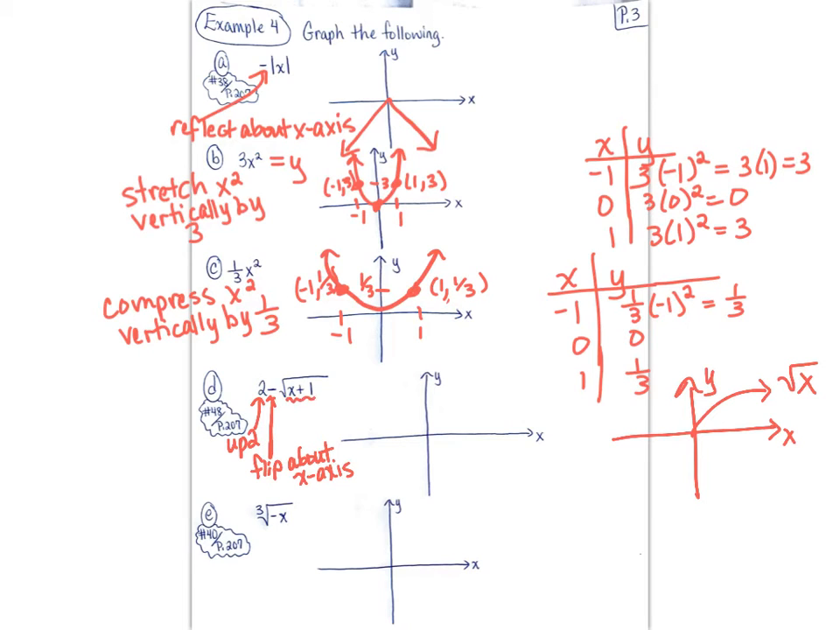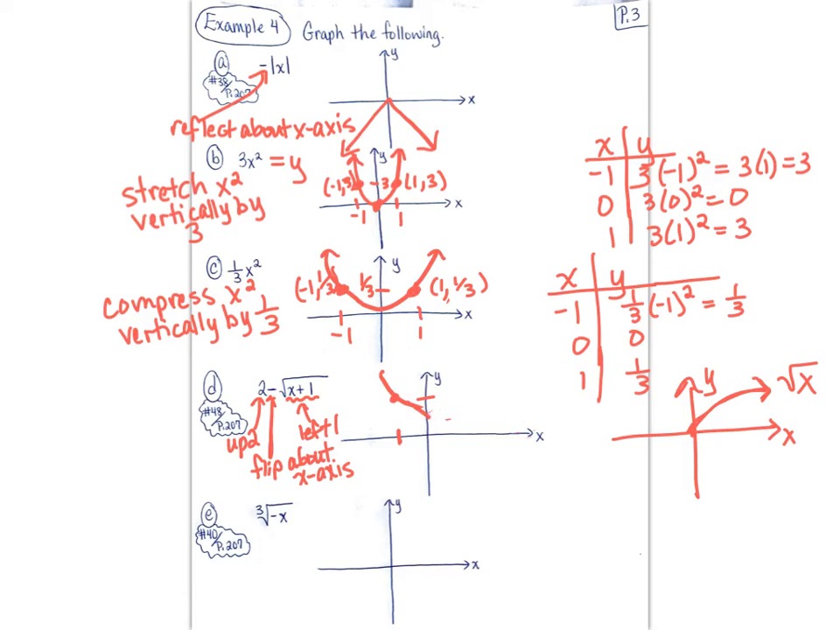And this +1 on the inside says move to the left 1. So we're going to take the square root of x, move to the left 1, up 2. But then we have to flip this graph right here. We have to flip it. So when we flip it, it's going to look like, well, we can make it a little bit better. That's not the best. We can make it better.